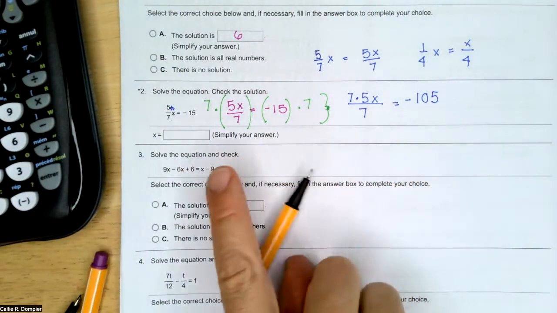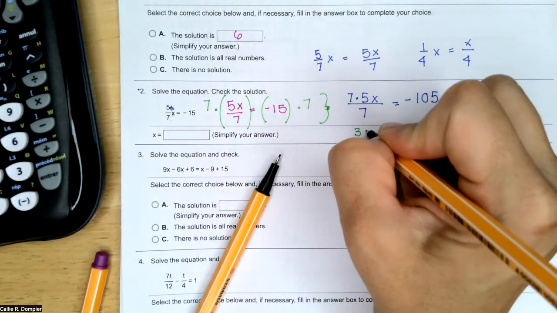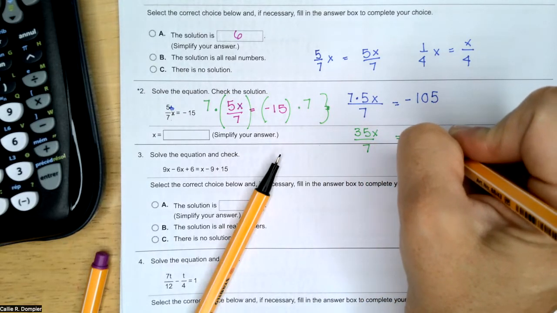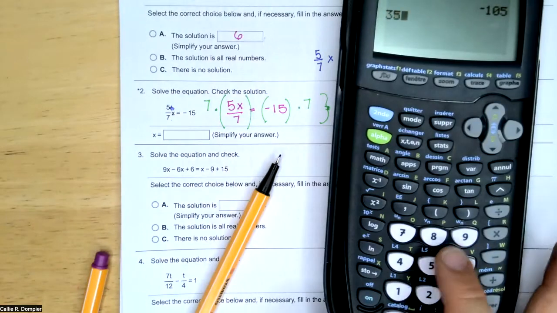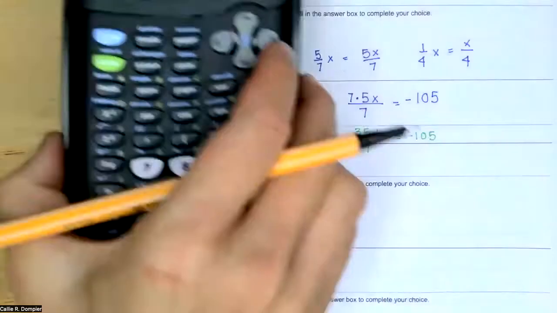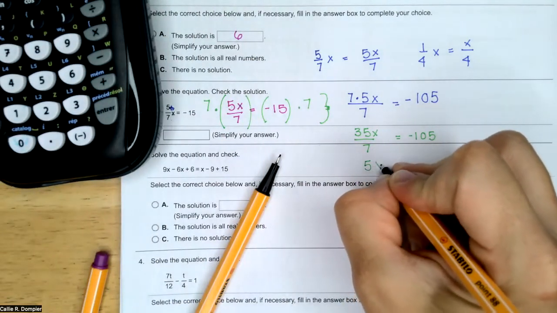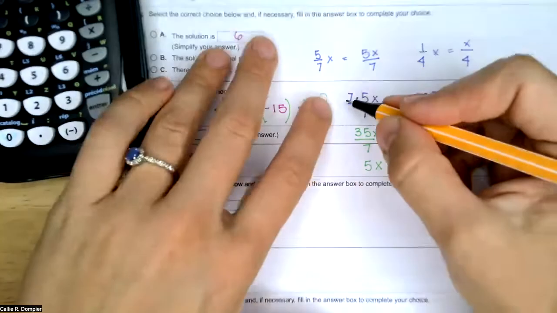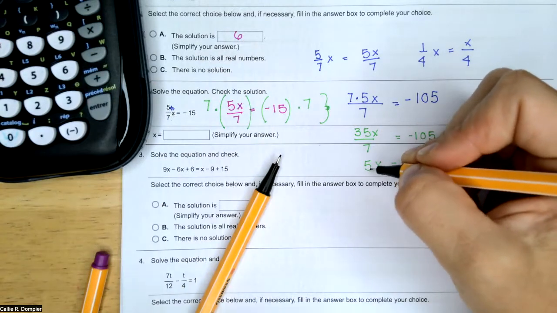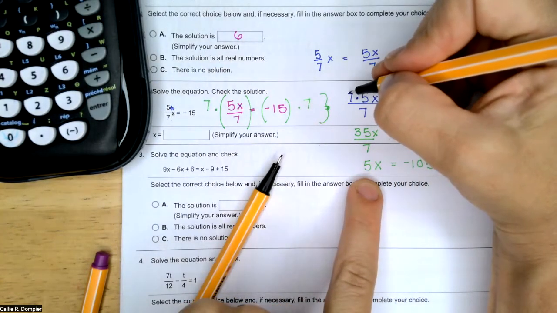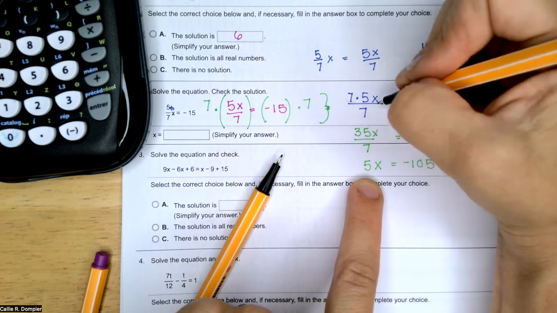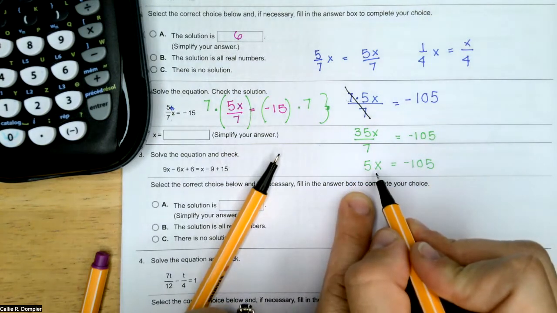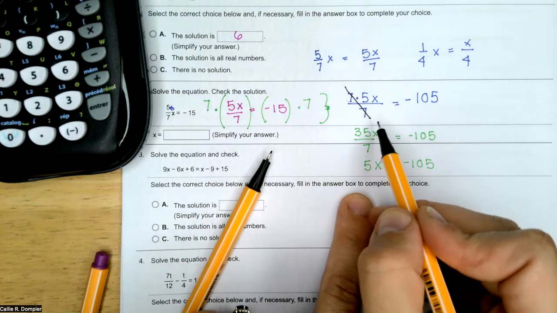7 times 5 becomes 35x over 7 equals negative 105. If I take 35 and divide it by 7, I get 5. So now that's 5x equals negative 105. I want you to notice something though. I said 7 times 5 is 35, and then I had to divide by 7, and I ended up back at 5. So if you see 7 times a quantity over 7, you can cancel the 7 and the 7 and just go straight to what's left over. That's why we multiplied by 7, so you could cancel those out.